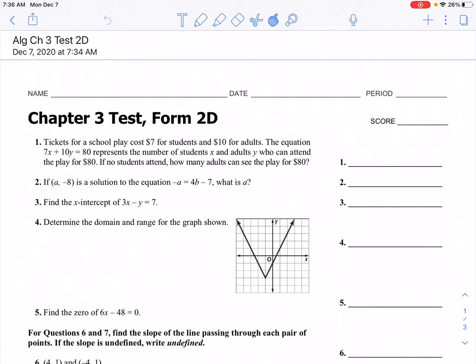All right, we are going to start looking at some of these problems on this practice test here. We'll see what we get through, do about 5 minutes worth of work, and then we'll stop.